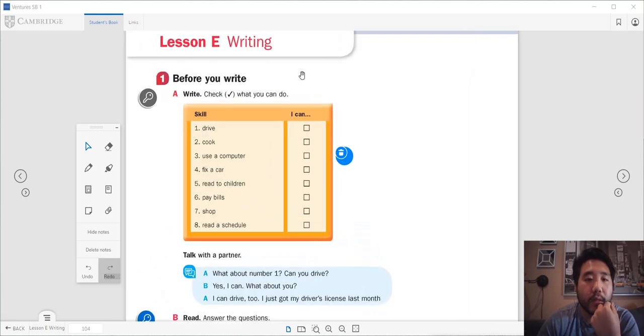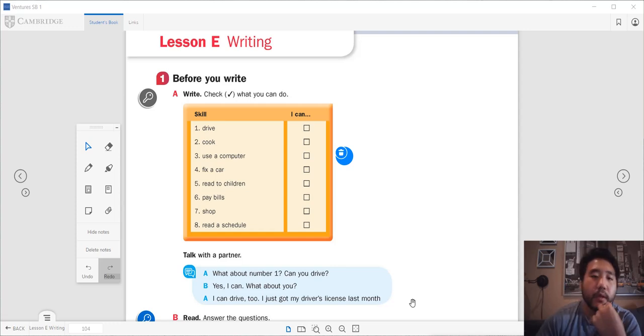Here, exercise 1. Before you write, check what you can do. Before we check, let me read this. It says, talk with a partner. What about number 1? Can you drive? Yes, I can. What about you? I can drive too. I just got my driver's license last month. So this exercise you need to do with a partner.